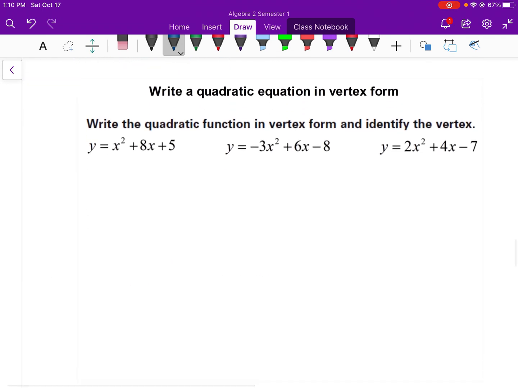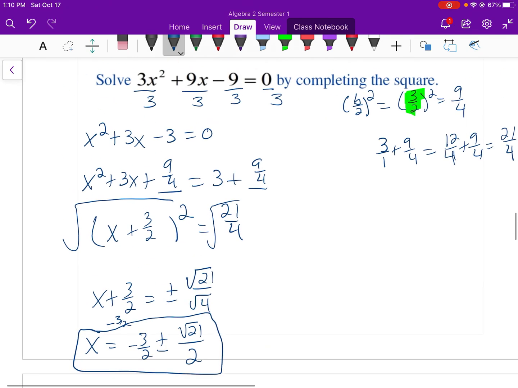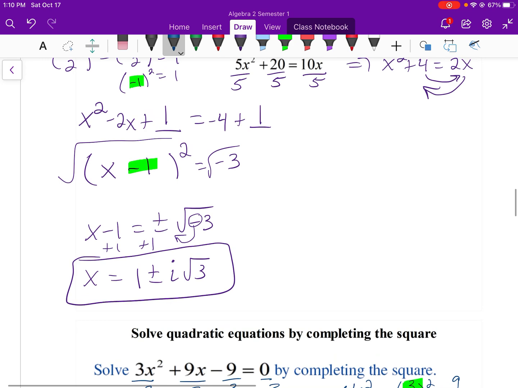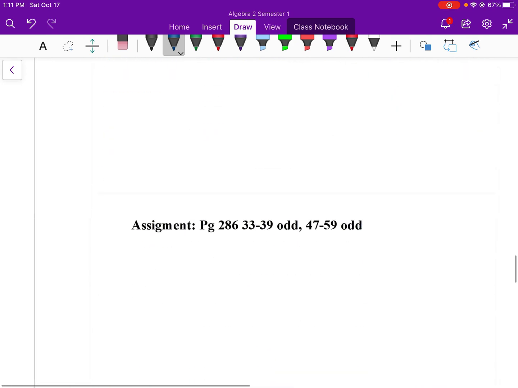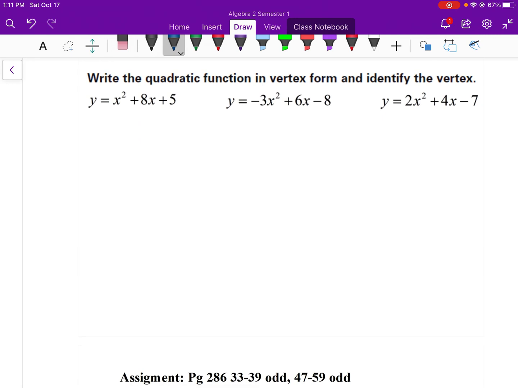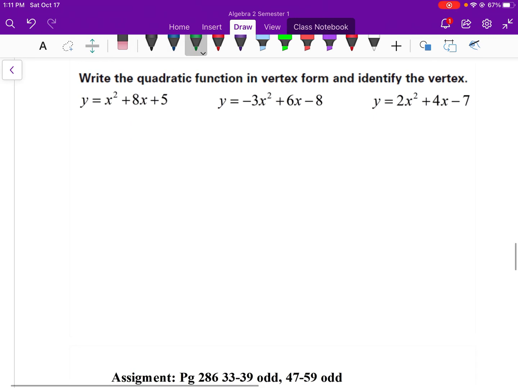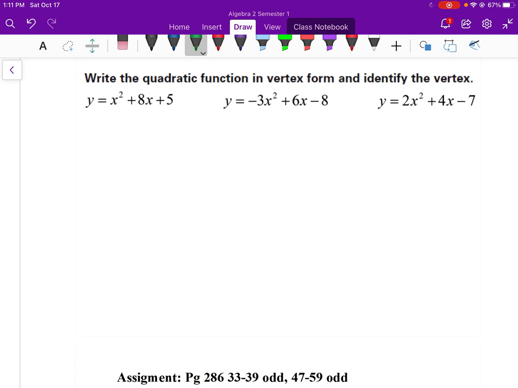Now again, we can use completing the square to help us write an equation in vertex form as well. If you've noticed, whenever we complete the square, it always kind of looks like vertex form because we get that quantity squared, where we can get h and k. So if we go ahead and do number 1, the one thing here is it's going to be y instead of 0, because typically when you solve, you have it set equal to 0. Since we want to keep it as a function in vertex form, we're going to leave it as y.